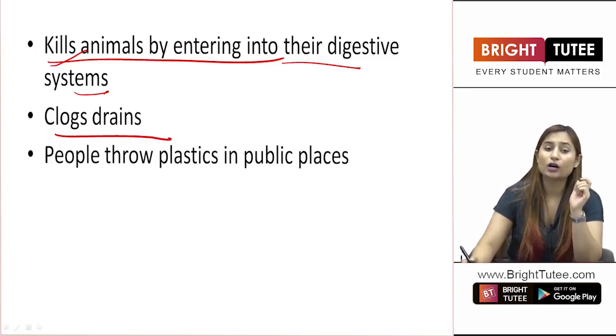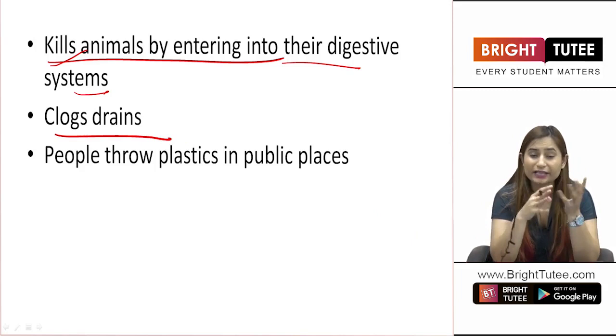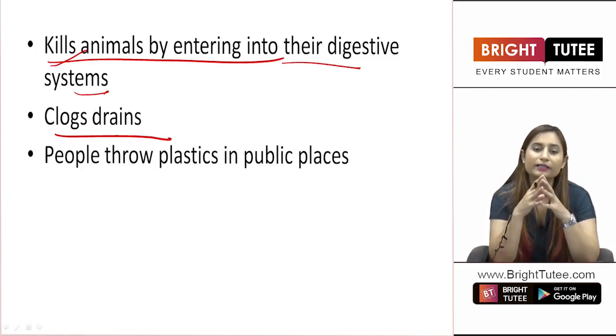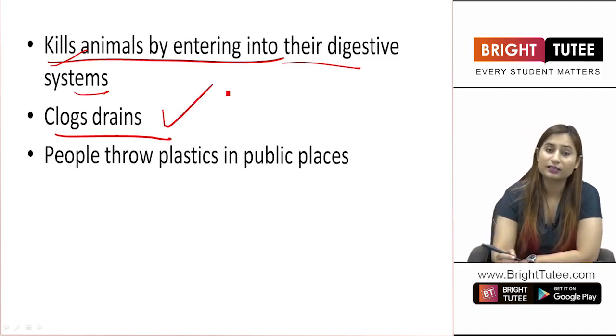Then they clog drains. Basically, when sometimes plastics enter our drains, it is very difficult to make the drain work properly because they clog the drains. And another difficult process is to remove those clogs. Obviously, it is very, very difficult to clean drains. Hence, it is another disadvantage.